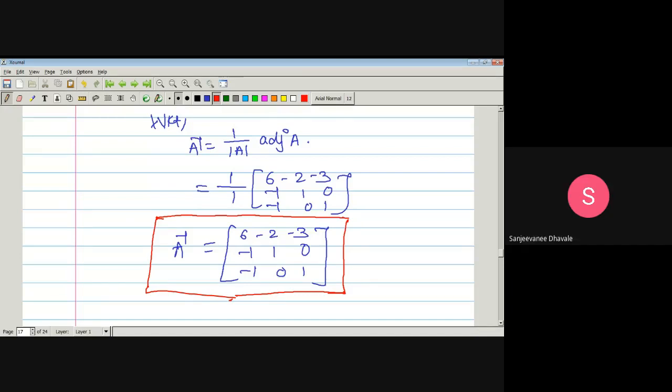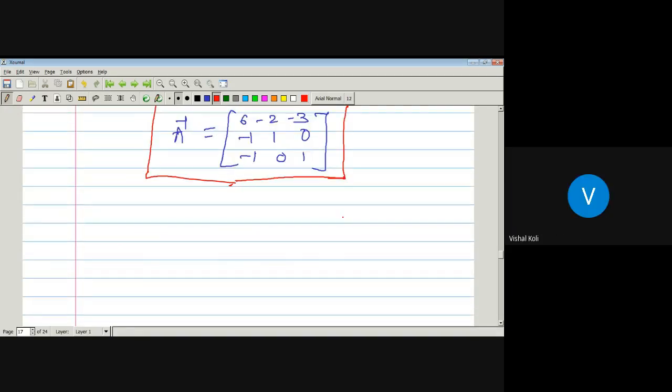Okay. Now the next example. We will take one example in which we will prove that (A into B) inverse is nothing but B inverse into A inverse. So let us take the third example.